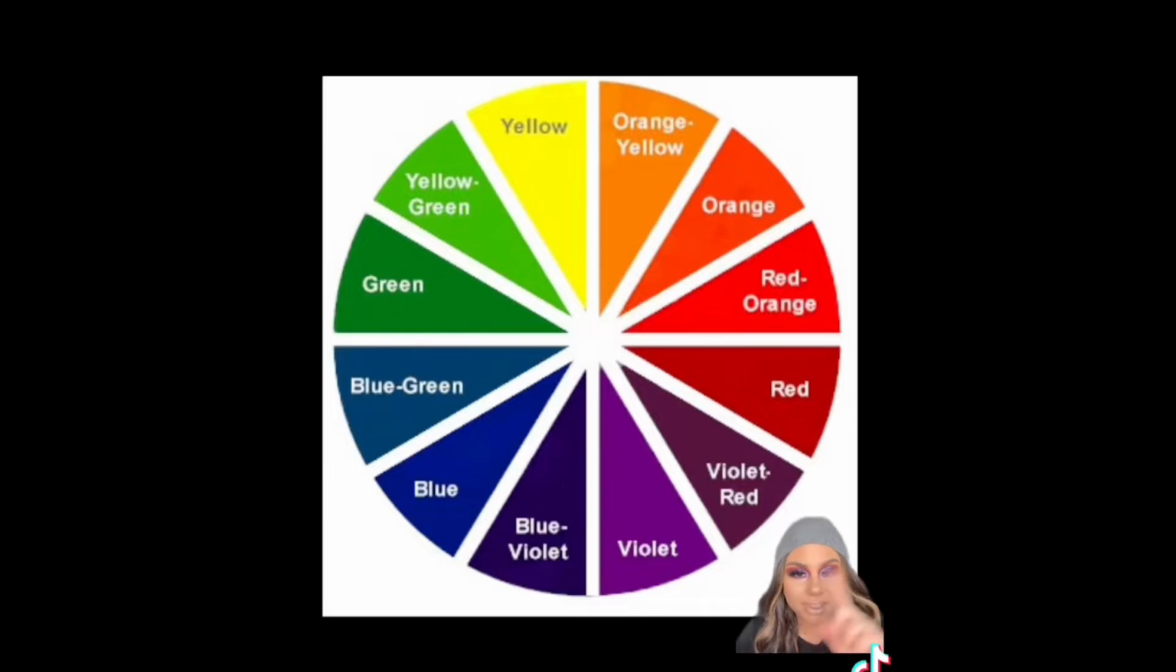So first off, let's talk about the primary colors. Okay, starting with the primary colors, we have red, blue, and yellow. Your secondary colors are violet, orange, and green. Your tertiary colors are going to be the colors that are in between. So you mix a primary and secondary color to create a tertiary color, which would be blue-green, yellow-green, orange-yellow, red-orange, violet-red, and blue-violet.